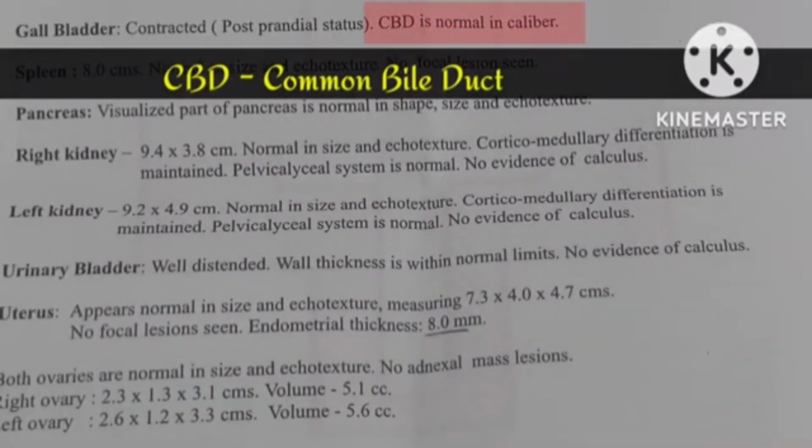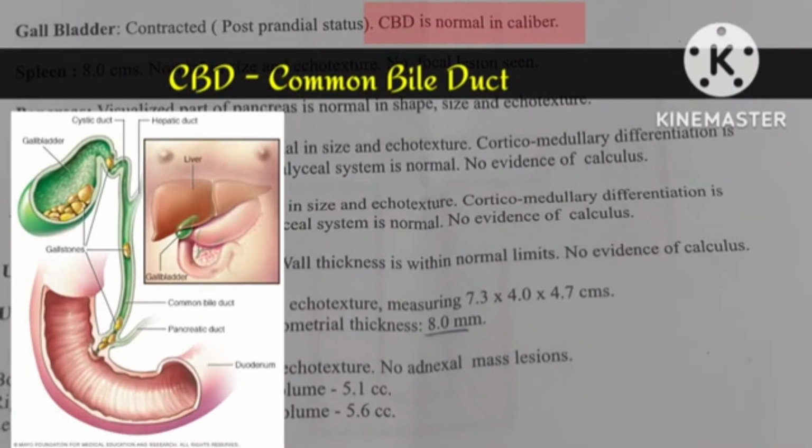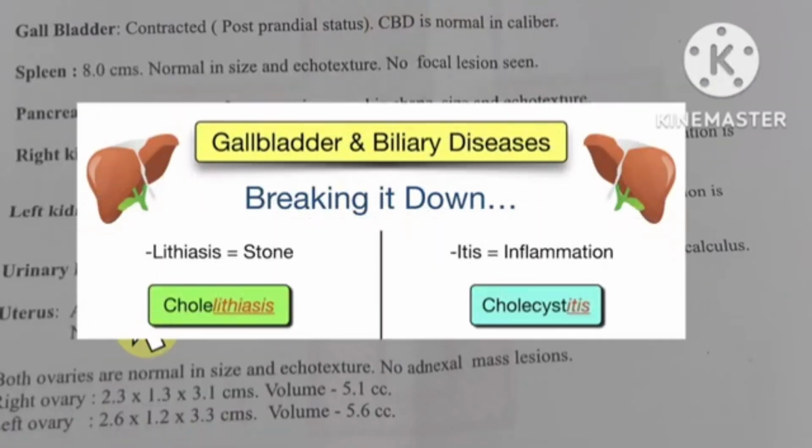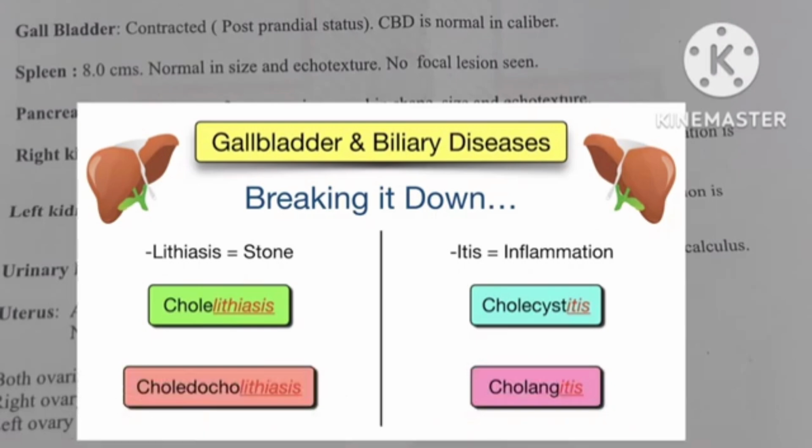CBD means common bile duct. How is the common bile duct? If it is normal, they'll mention it as normal. If it is dilated, they'll write it as dilated. And in the gallbladder, we should know two words: cholelithiasis and cholecystitis. Lithiasis means stones. If there are any stones in the gallbladder, in medical terminology, they call it cholelithiasis. Cystitis means inflammation. If there is any inflammation in the gallbladder, we call this condition cholecystitis.